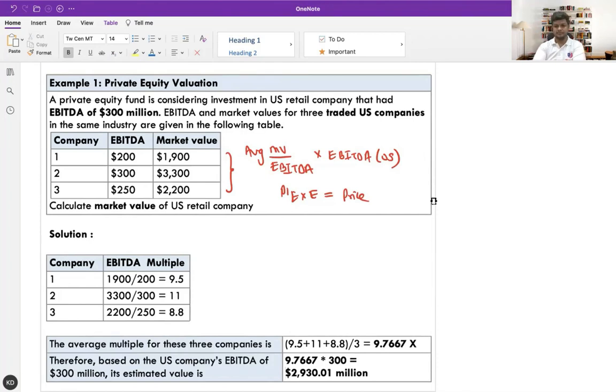Any questions till now? No. So this is how PE funds are valued, or how the portfolio companies where the PE funds invest are valued.